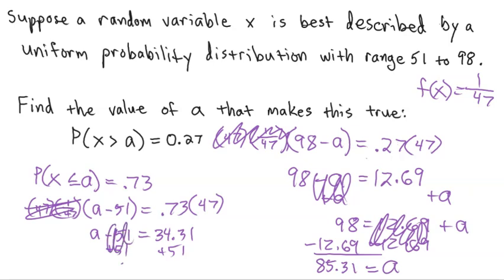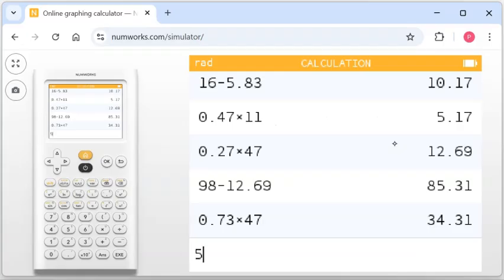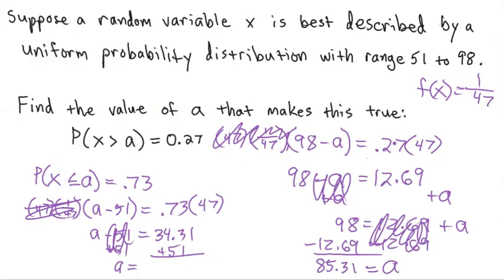Cancel. We have A equals 51 plus 34.31. 51 plus 34.31 gives us 85.31, which is the same answer we got in the other way that we did it. Okay, so these are both different ways that you can solve this kind of uniform probability distribution problem.